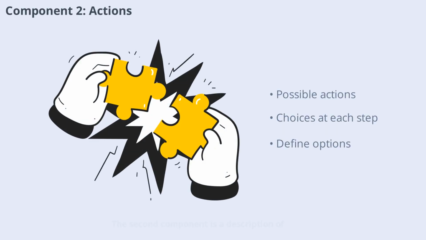The second component is a description of the possible actions available to the agent. For each state, the agent must know what actions it can take. In our example from Arad, the agent can choose to go to Sibiu, Timisoara, or Zerind. These choices define the agent's options at each step.